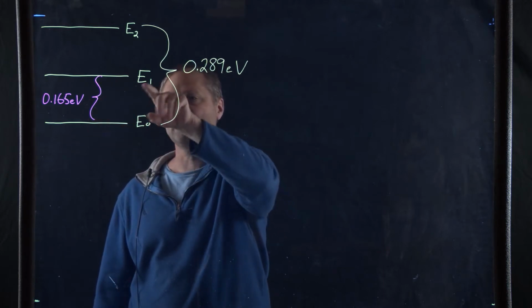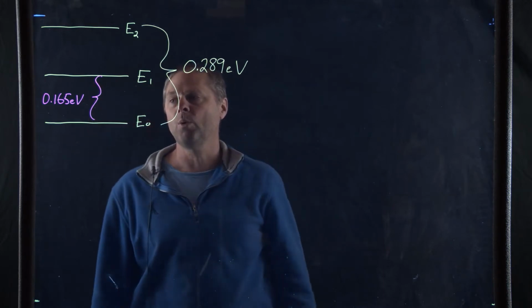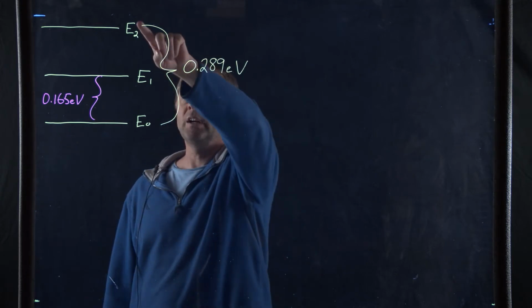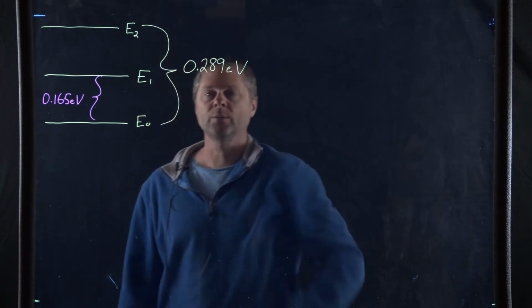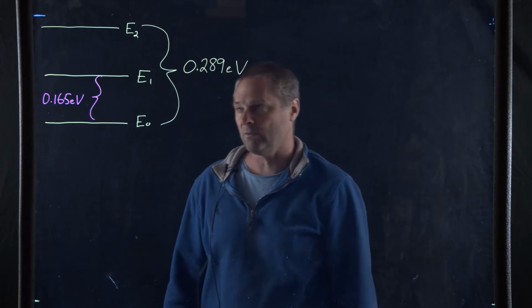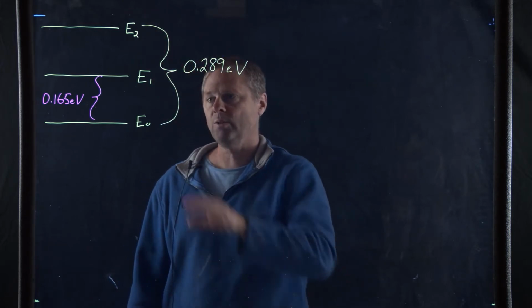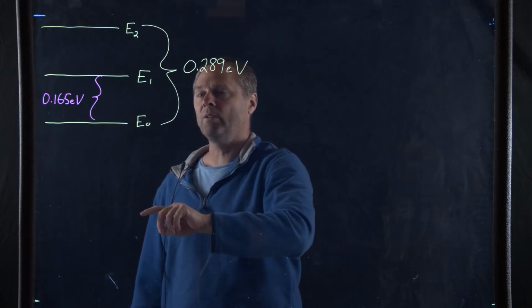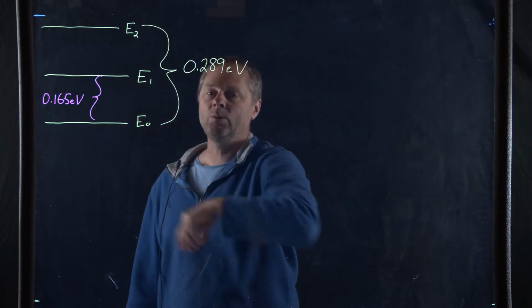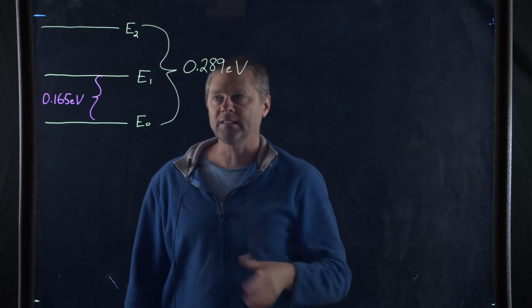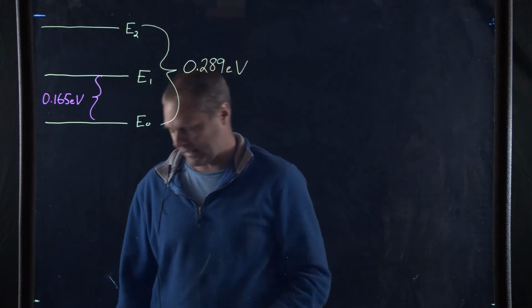So we have E0, E1. The difference between them is going to be 0.165 electron volts. The difference between E0 and E2 is going to be 0.289 electron volts. Once again, this is going to be the metastable level. E0 is going to be the ground level. And that means that E1 is not a very long-lasting state. So E2 is going to be the longest lasting state.